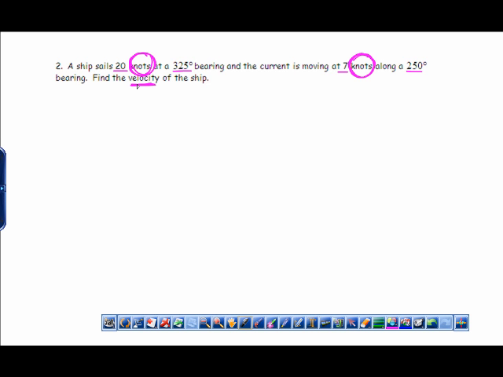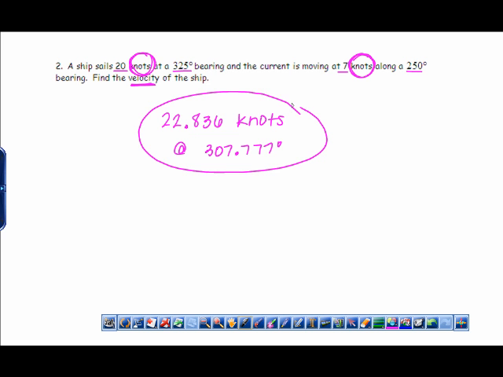So our answer is the same number, but instead of distance, we're doing velocity. Our answer is still 22.836. Instead of miles, though, this is in knots. And our bearing is still 307.777 degrees. So that's the only difference.